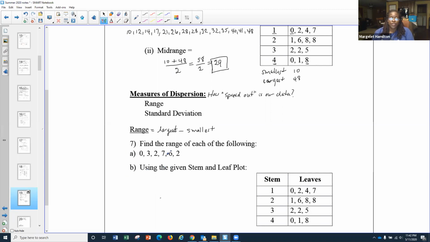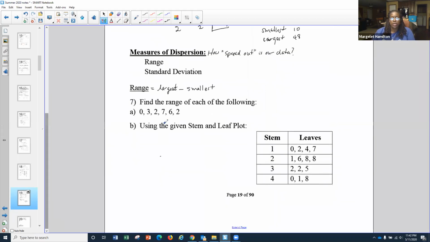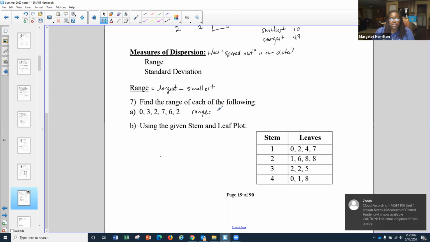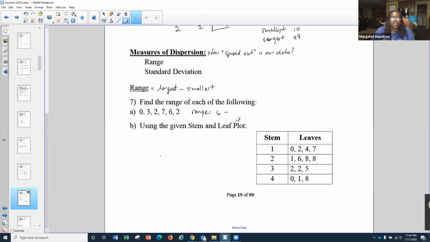So we want to find the range of this raw data they're giving us here in number 7. All right, here's our data. So the range will equal the largest value they give us, which is 7. Oh, sorry, not 6, but 7. Thanks for correcting me. And then subtract it by the smallest, which will be 0. So we find out that 7 is our range.